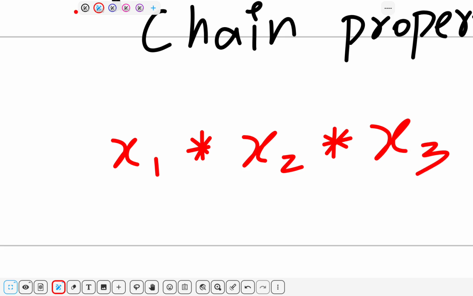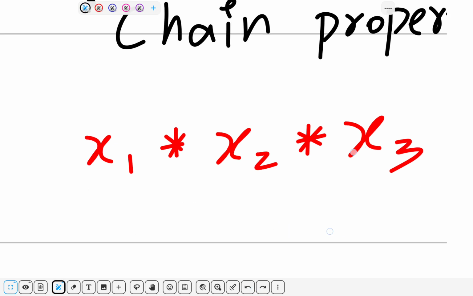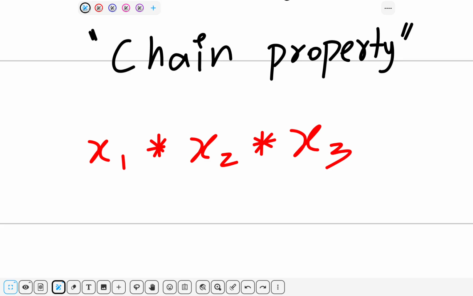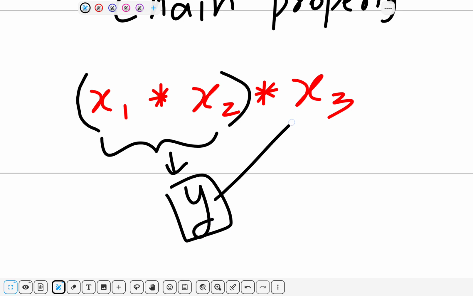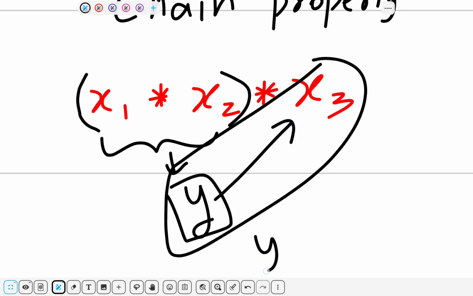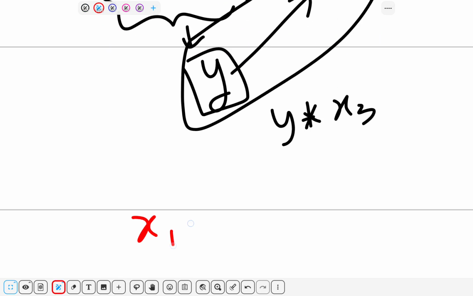The thing is, a binary operation only works in pairs first. You can't just take all of them together miraculously and tell the answer. How it works in this binary operation is, you can only take this pair first, check what the answer is. Let's say it is x1 star x2, let's say you got some y, then take this y and do it with this, basically y star x3.